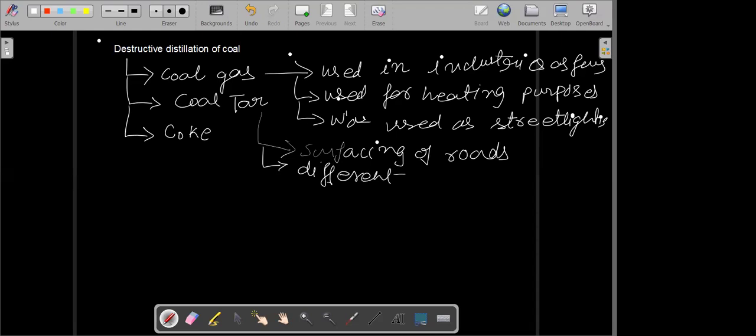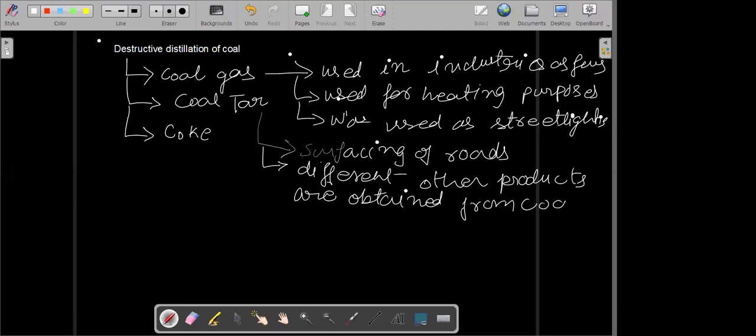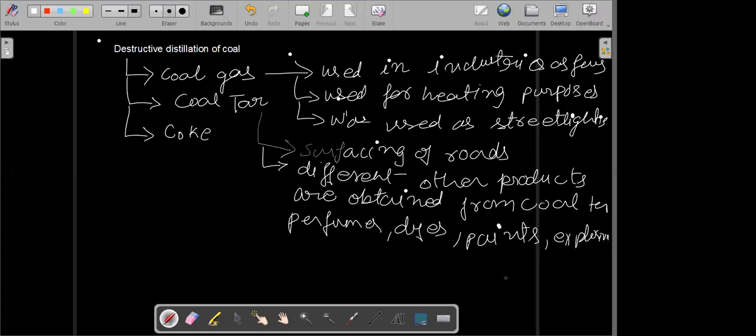No, not extraction. Different other products are obtained from coal. Synthetic dyes. So what are those products? Let's see. We can get perfumes. Yes, from here we can obtain perfumes. We can obtain dyes, that is colors. The different colors are obtained from coal tar. Then we can obtain paints. Yes, explosives are also obtained from coal tar. These are the different things which we obtain from coal tar.